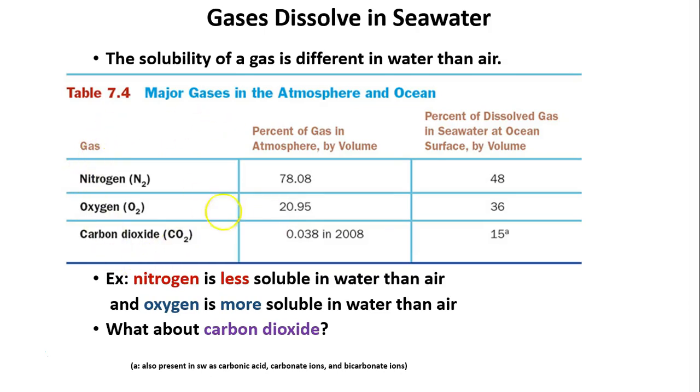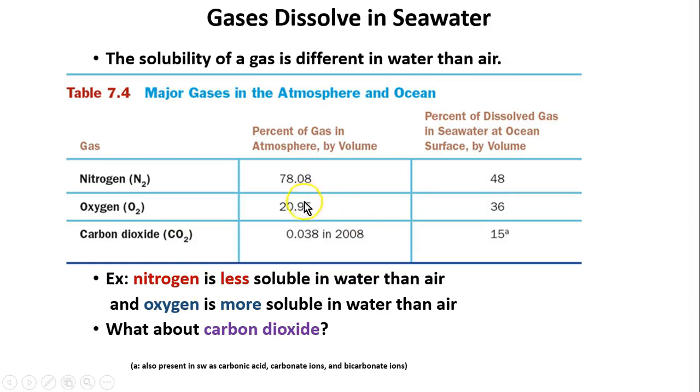Okay, so nitrogen over here, this is the percent of nitrogen in the atmosphere, 78.08. This is the percent of it in the ocean, 48%. Oxygen in the atmosphere is 20.95, but oxygen in the ocean is 36%. Carbon dioxide as of 2008 was 0.038 in the atmosphere, and in the seawater it's about 15. So nitrogen is less soluble in water than air, and oxygen is more soluble in water than air.